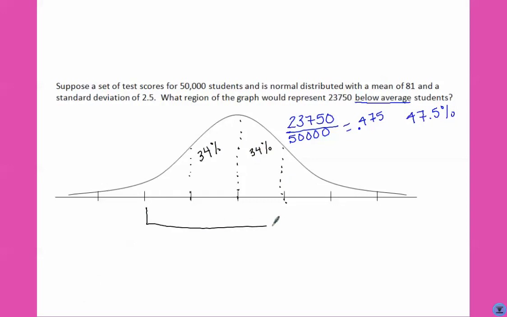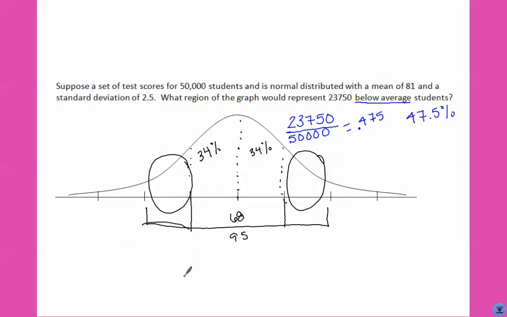Now, if this whole thing is 95, but this part in here is 68, that leaves this section plus this section has to be 27%. Those together. So how much would be in each section? This section right here would have to be 13.5. This section right here would be 13.5.